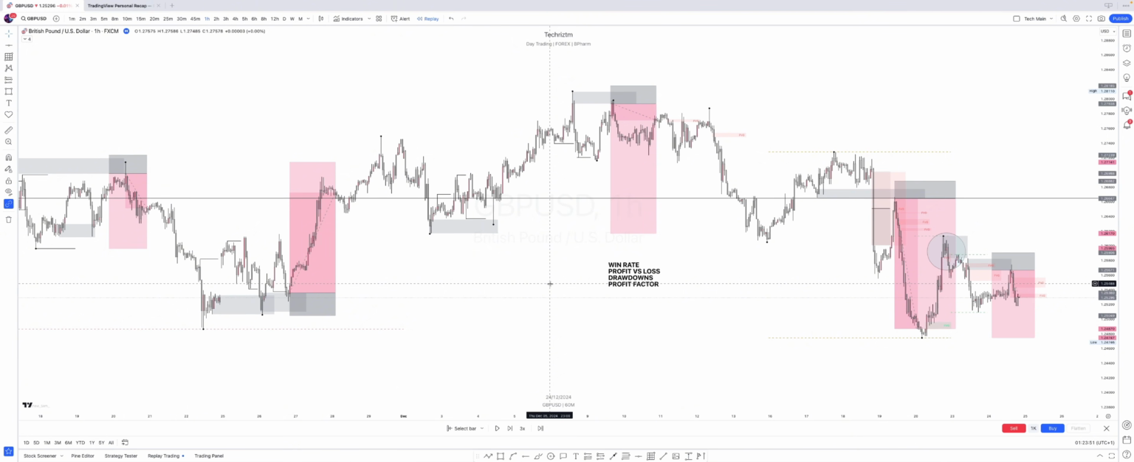So the second one is small data sets, right? When you test your strategy on a very limited data set, it doesn't account for the diverse market conditions. So your data set must be very, very broad. You must test out various pairs. You must go back to very, very ancient price action.